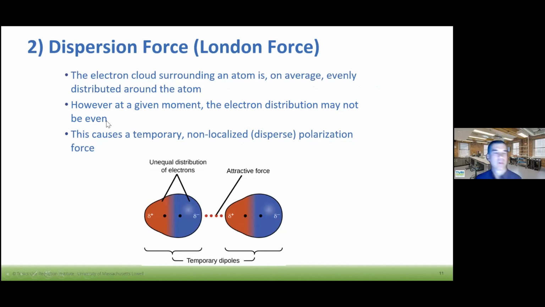The second type of intermolecular force is called dispersion, or London force. This force arises because you have an electron cloud that spins around the atoms. On average, it's evenly distributed, but at any given moment, it's typically not evenly distributed. This causes a temporary, non-localized charge, which is why we call it dispersion force. Again, it creates a positive and negative side of the molecule, and the positive side of one attracts the negative side of the other molecule.